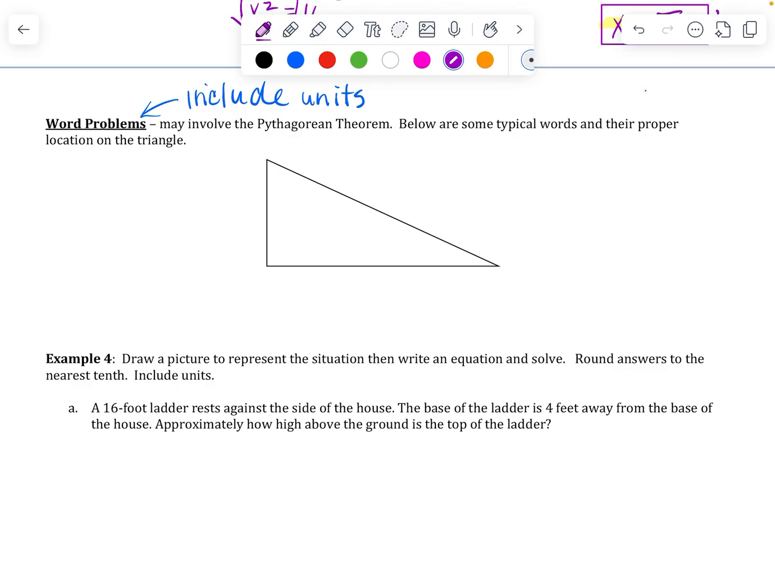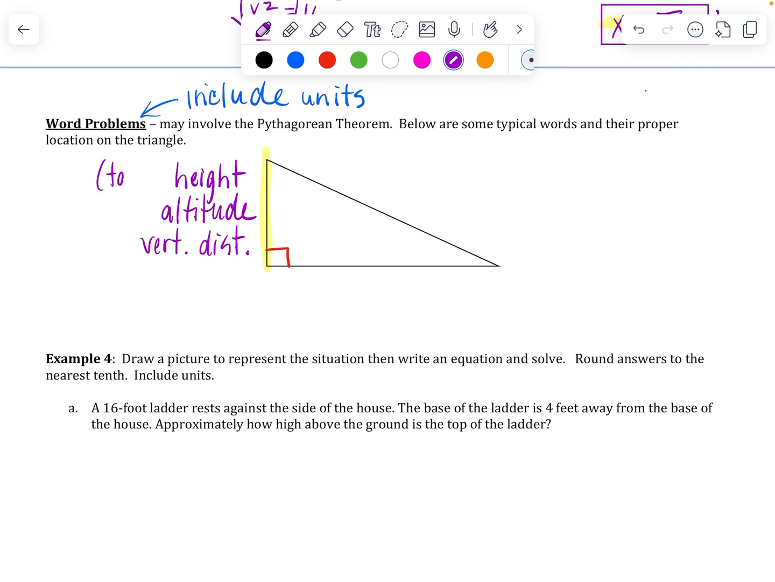So some typical words that you're going to see in your word problems. First of all, you are going to have a right triangle. So let's put a box in the corner here. But some typical words you're going to see are, you might see the word height. If you see the word height, you should put that on your vertical leg. Remember, vertical means that the leg is going up and down on the page. If you see the word altitude, you should put that on your vertical leg. If you see the words vertical distance, which we might not see a lot in this section, but we're going to see it later in the chapter, that should be on your vertical leg.